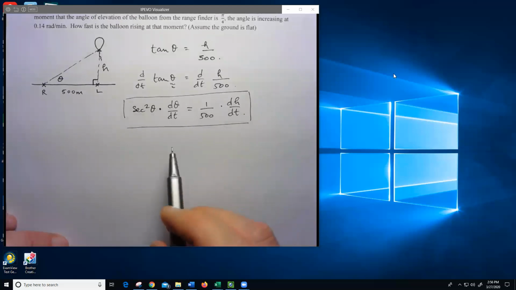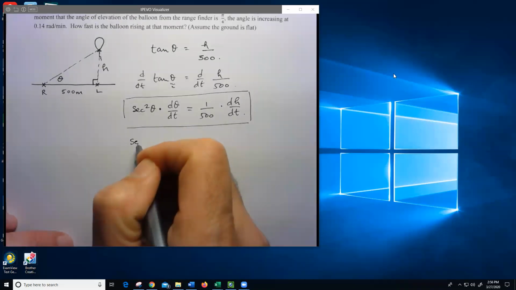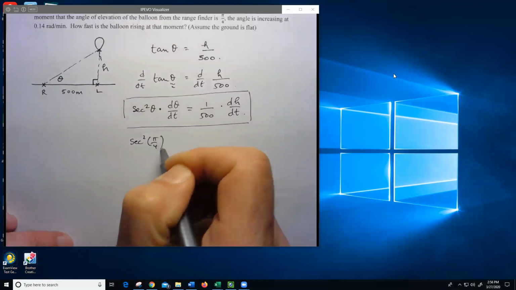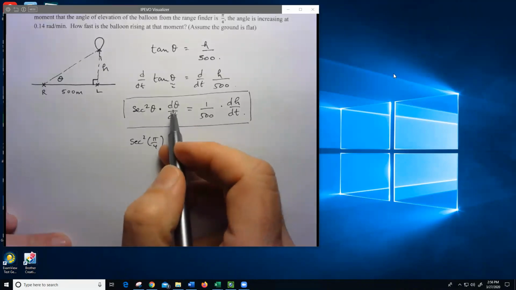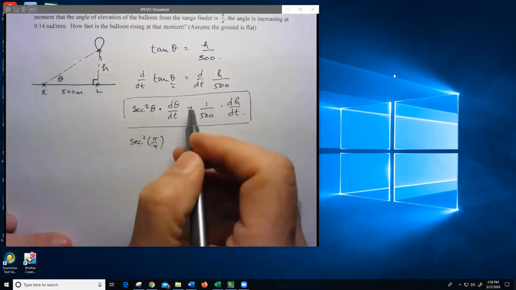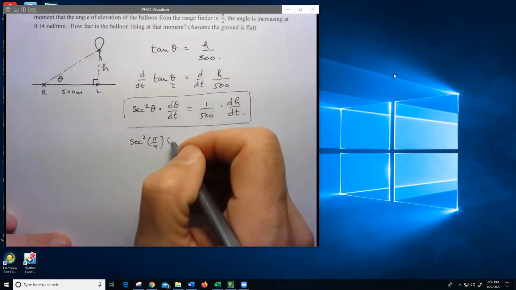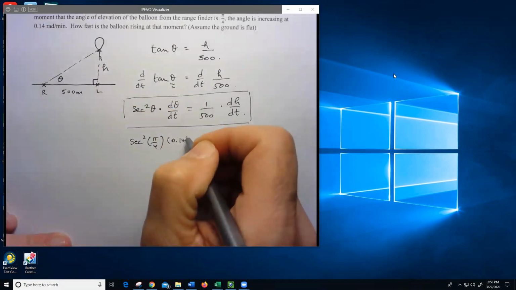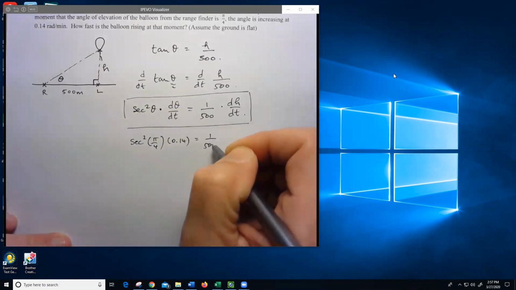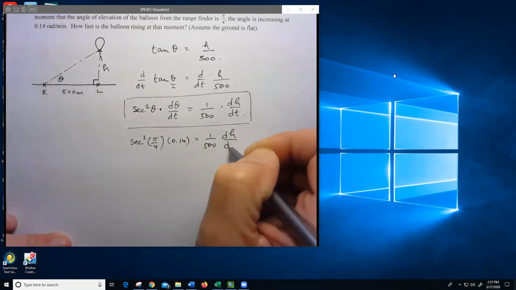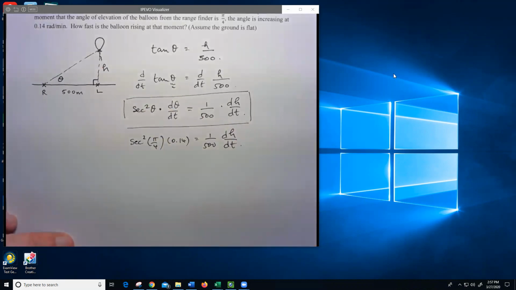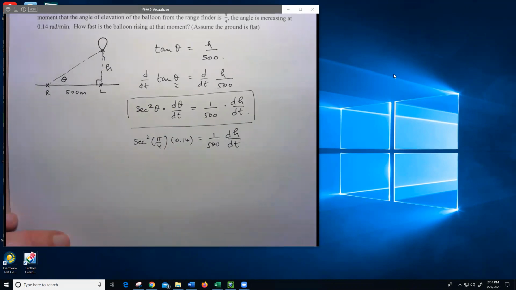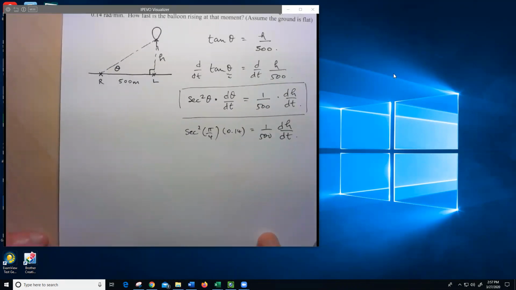Okay, great. So let's put in what we know. We have secant squared of pi over 4. d theta dt at that moment in time we know. So now we've taken the derivative, we can start inputting the individual things. So 0.14 is equal to 1 over 500 times that thing we're looking for, and that's the only variable we have left. Now for sure this is secant of pi over 4. I can find the exact answer, but since I'm going to be looking for an approximation anyways, I might as well just throw the whole thing into my calculator.